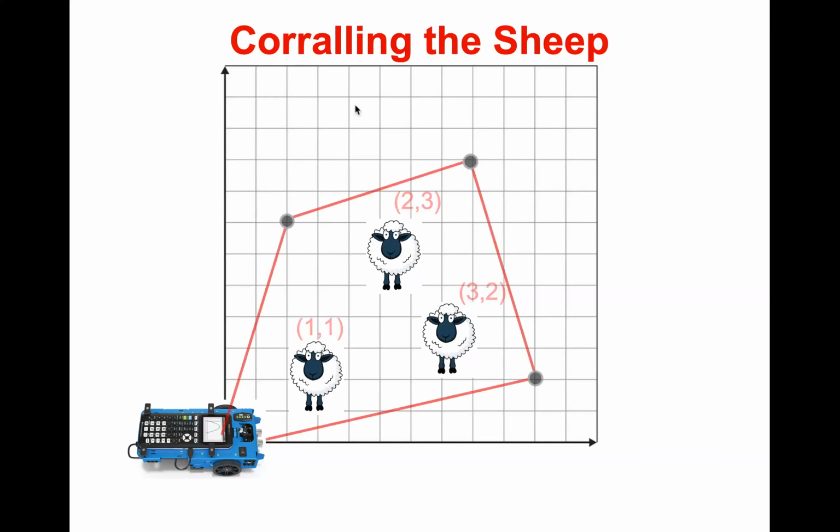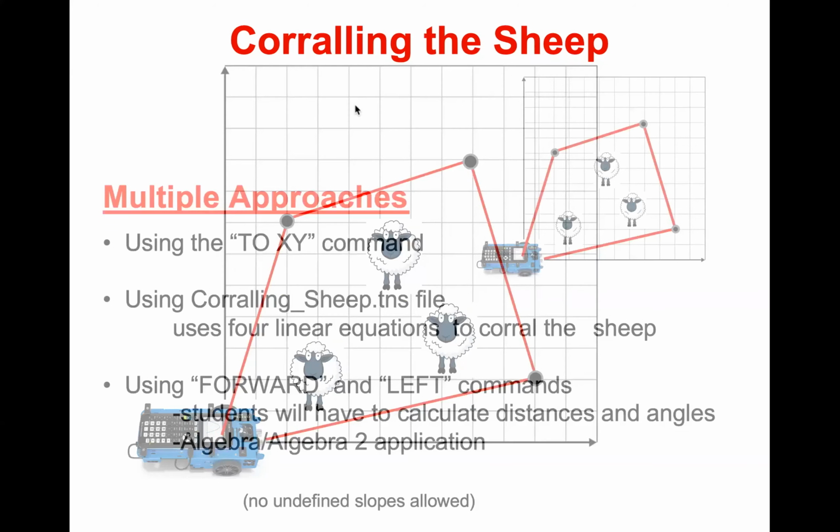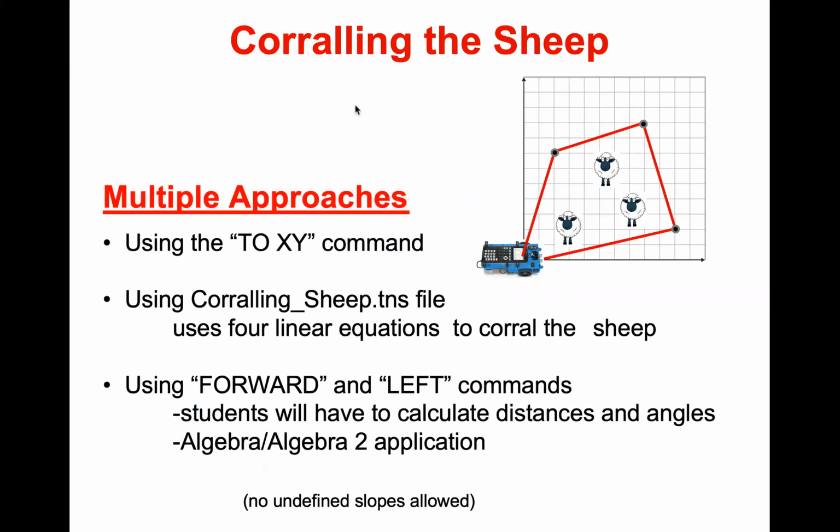This is done using linear equations, right? We could use the 2xy command, which might be nice and simple, depending upon if you wanted to use that. But in the activity, corralling sheep, it's for the Nspire, and there's one called linear for the 84, and I have that on the following slide. You have to use linear equations to be able to draw the line around the sheep. The one challenge is that you cannot use an undefined slope for this. So that's a nice little challenge to the students to get back to the beginning of this whole activity.